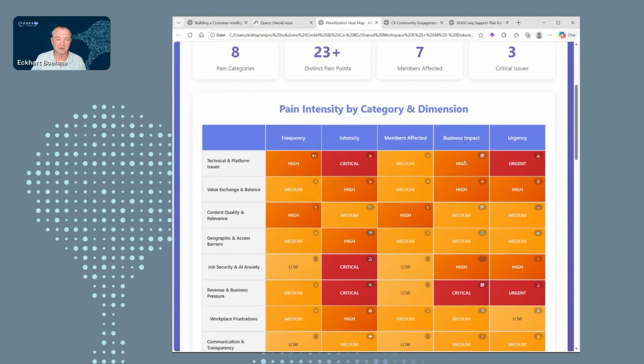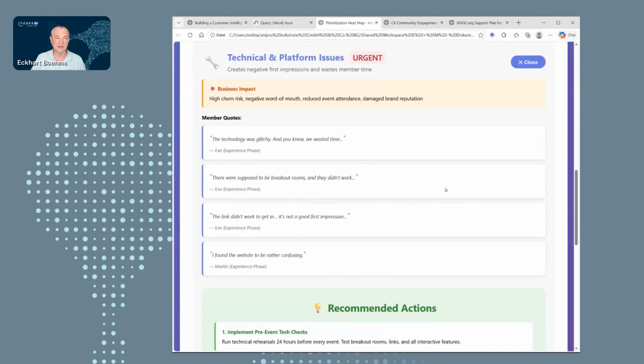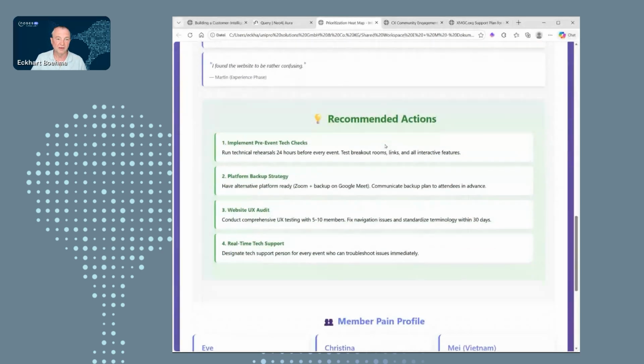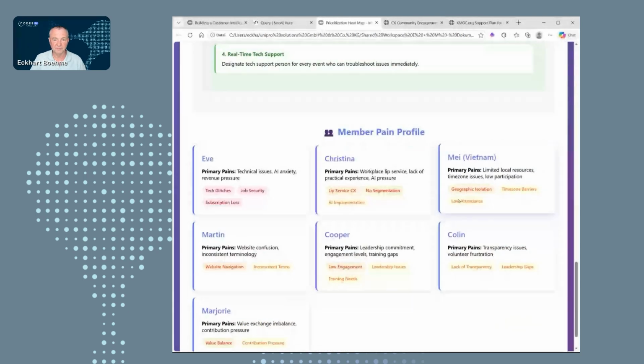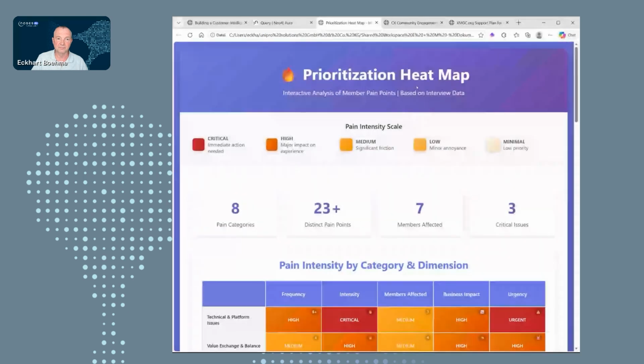It's even interactive. You can click on any of these tiles and get the business impact, evidence from the graph with member quotes, with recommended actions. And here at the bottom, you have an overview of pain profiles by different people. So it's very usable for people who need to decide what to fix next.